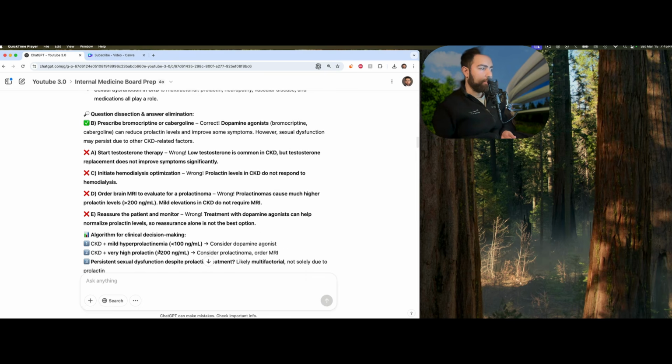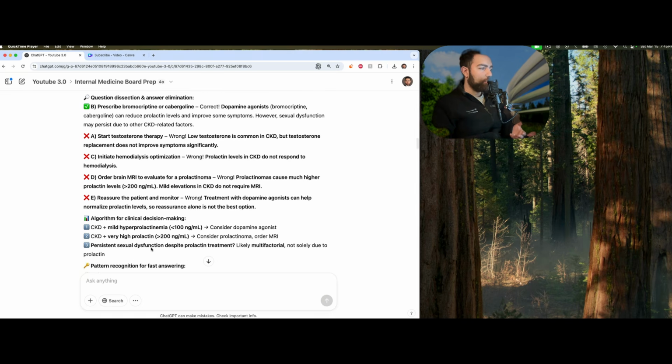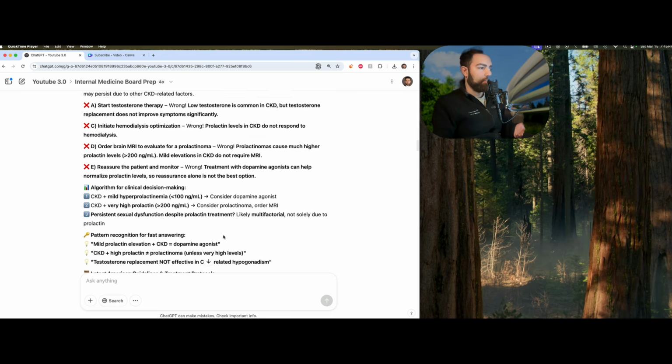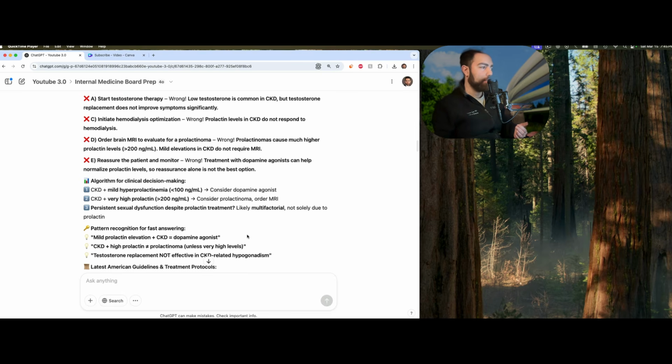Let's go through the algorithm, right? So CKD plus a mild hyperprolactinemia less than 100, you do consider a dopamine agonist. If you have CKD and a very high prolactin greater than 200 is when you really need to start thinking about a prolactinoma, and you could get the MRI of the brain. Now, persistent sexual dysfunction despite prolactin treatment could be multifactorial, so you need to start looking for other causes of prolactin elevation in that patient.